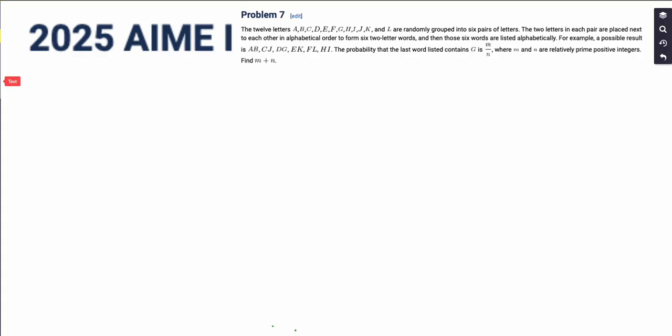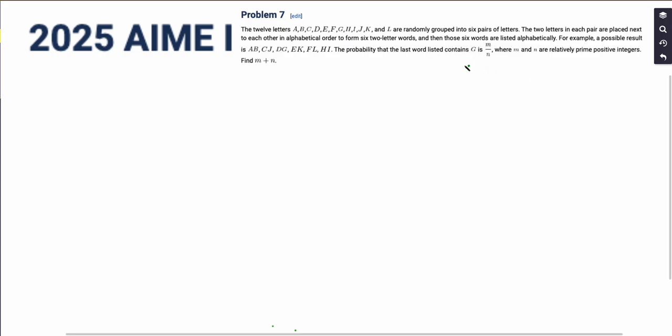In problem 7, it gives us that the 12 letters A through L are randomly grouped into 6 pairs of letters. The 2 letters in each pair are placed next to each other in alphabetical order to form 6 two-letter words, and then those 6 words are listed alphabetically. For example, a possible result is this sequence. And we want to find the probability that the last word listed contains a G.